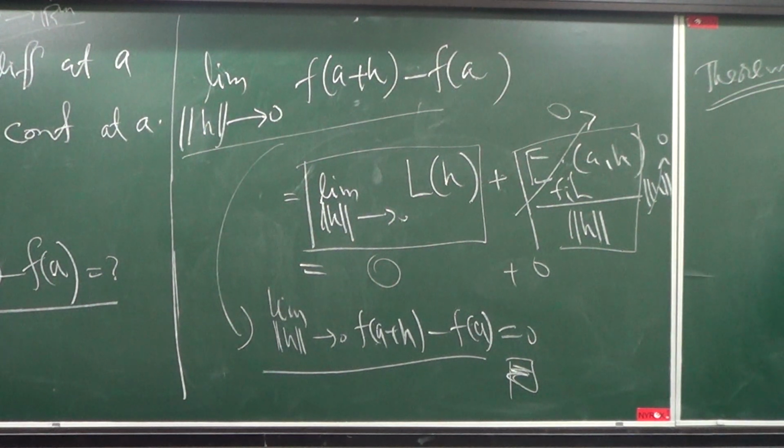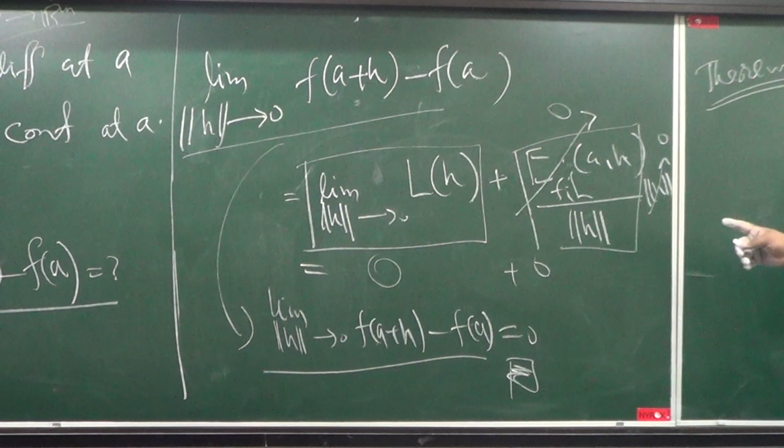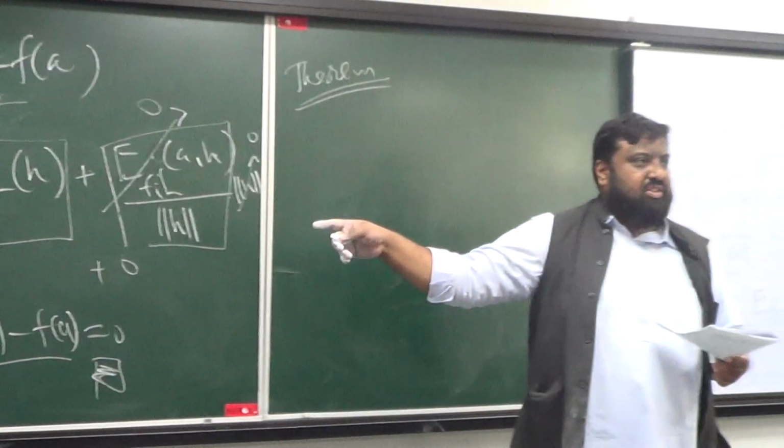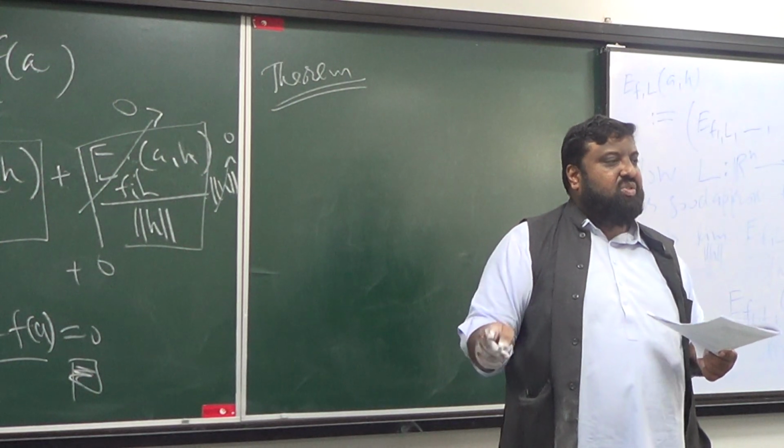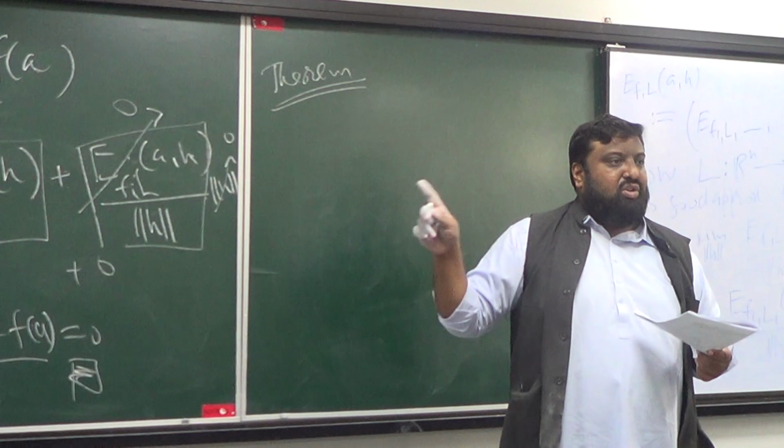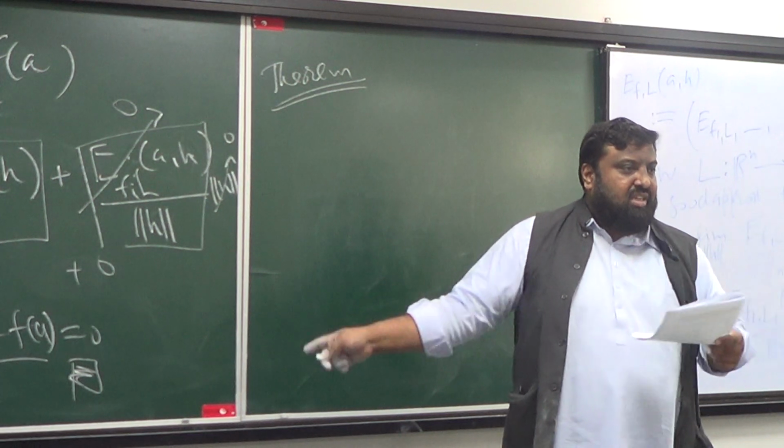Every linear thing. So the linear functions are continuous. We proved it in the first semester, first chapter actually, that if you have linear things, they must be continuous. So L is linear. So if it is linear, the limit is equal to the value.